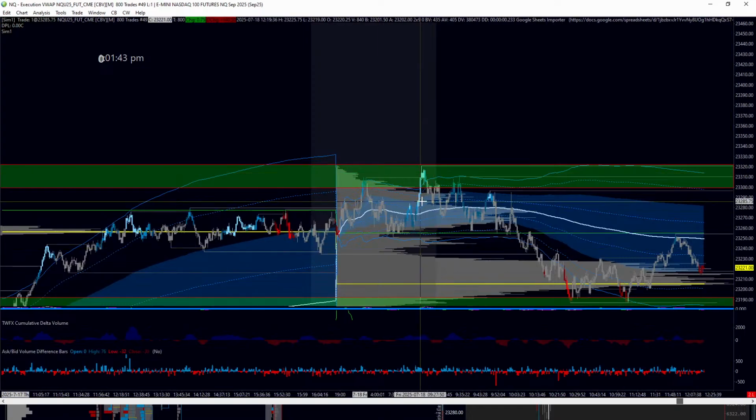So here you can see again, we took all-time highs, aggressive buying, right? Buyers got trapped, sellers came back down. So I sold from here and I took profits somewhere down here. Right, so I'll just show you now on the footprint chart.